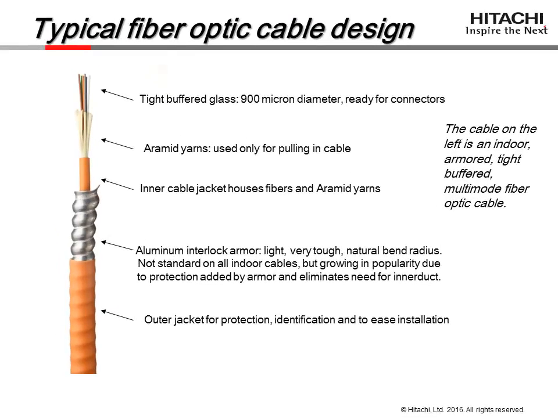The image on this page is of an indoor interlock armored cable with tight buffered glass strands. This cable can be plenum or riser rated. Hitachi Cable America also has a plenum rated indoor-outdoor version of this cable. In this cable, tight buffered glass strands are used to allow easier termination and handling. The aluminum interlock armor protects the inner cable and fiber optic strands during and post-installation.